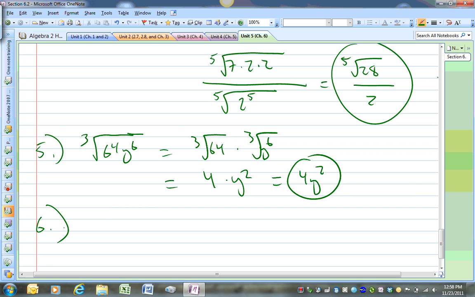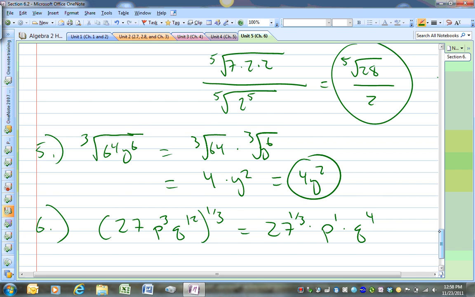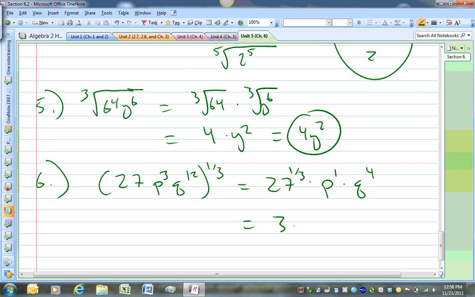Let's try another one. 27 p cubed q to the 12th, the whole thing raised to the 1/3 power. So you distribute the 1/3 to every part of that expression. Notice how I multiply 3 by 1/3 and 12 by 1/3. So you get 3p q to the 4th power.